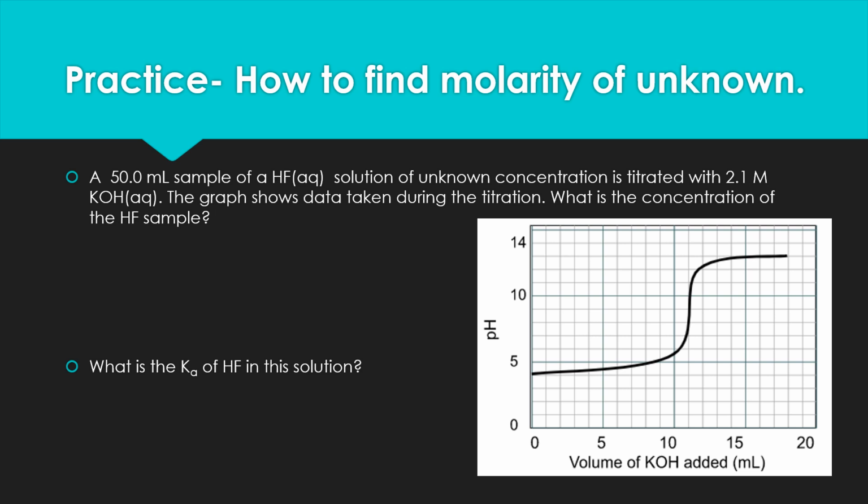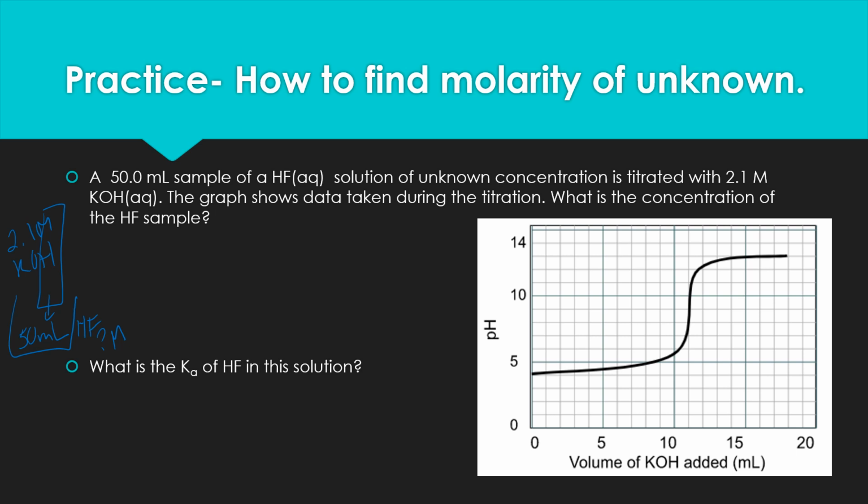So let's take a look at the information we're given. We've got 50 milliliters, so I like to draw a little sketch of what's going on. I've got 50 milliliters of my acid, HA, or we can now write the formula HF. We do not know its molarity, so question mark molarity. It is titrated, so the chemical dropping into it is 2.1 molar KOH. And we've got our graph of our titration curve. So we want to know the concentration of our HF sample.